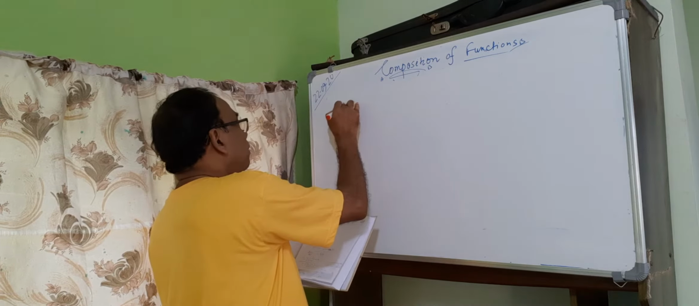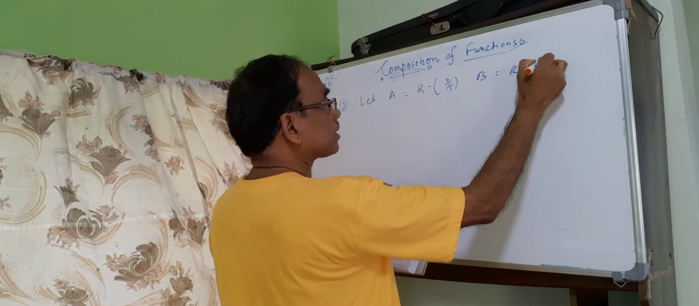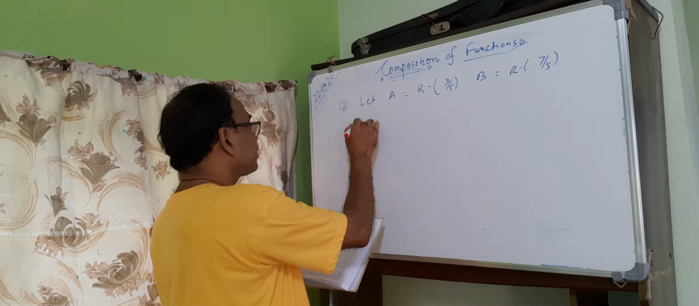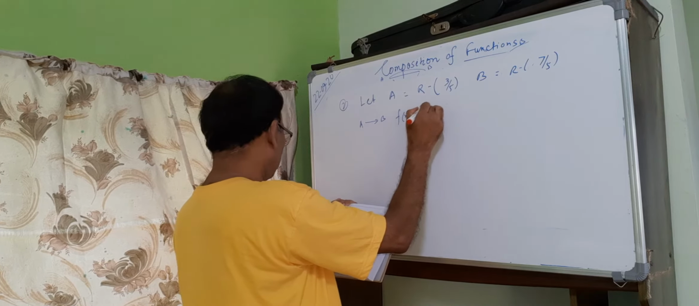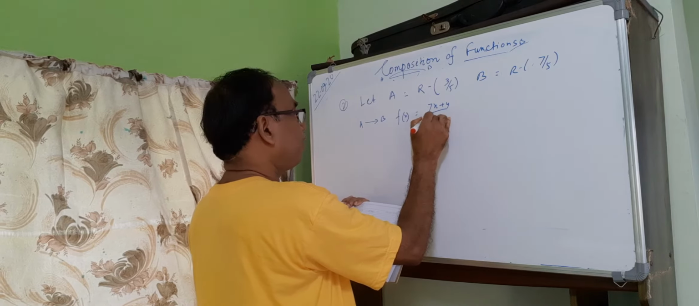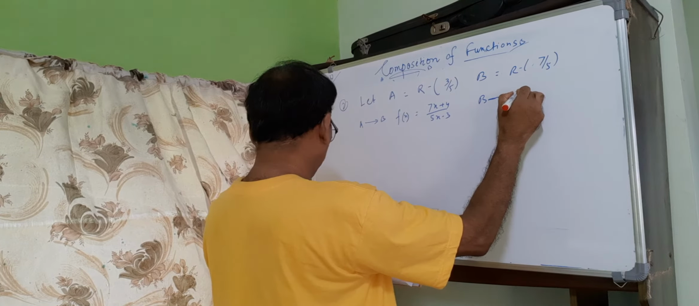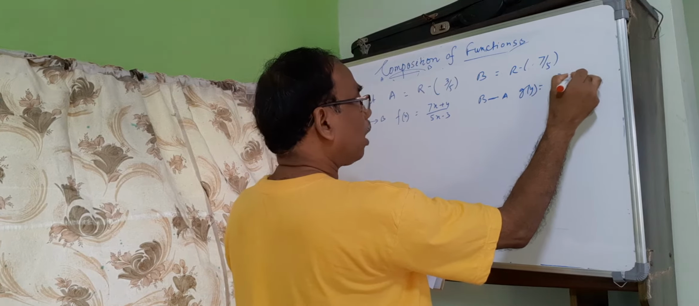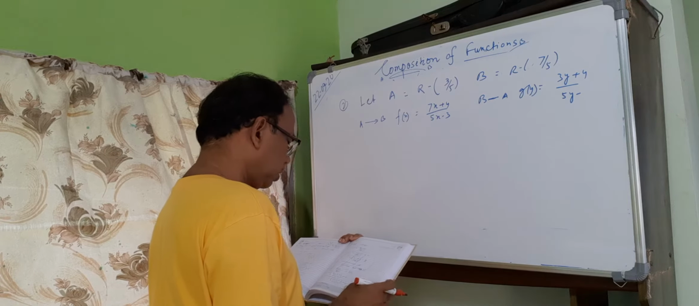Sum number 2. Let A be a set whose range is R minus {3/5} and B be a set whose range is R minus {7/5}. Here we have a relation f(x) from A to B, f(x) equals (7x plus 4) by (5x minus 3), and g from B to A, g(y) equals (3y plus 4) by (5y minus 7).